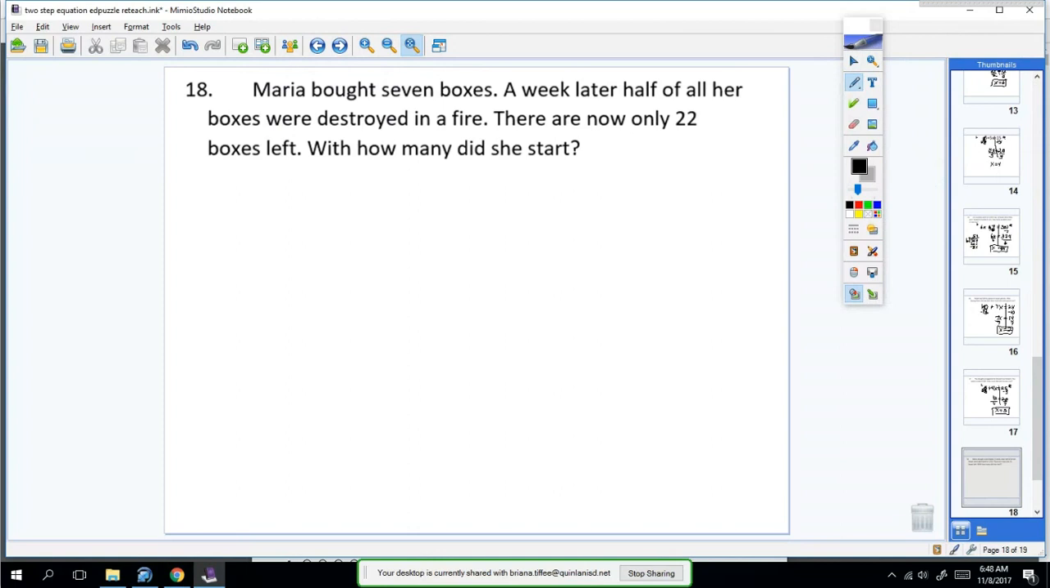You want to figure out how many did she start with? So she has 22 left over, so that equals 22. Maria bought 7 boxes. A week later, half of all her boxes were destroyed. So I'm going to give you this equation because this is x plus 7 divided by 2. The reason why it's divided by 2 is because she first bought the 7 boxes, and a week later, she had half of them destroyed. So half of them you divide by 2.